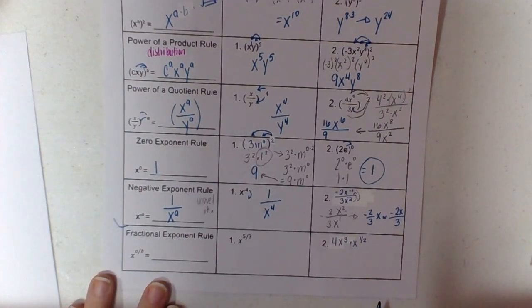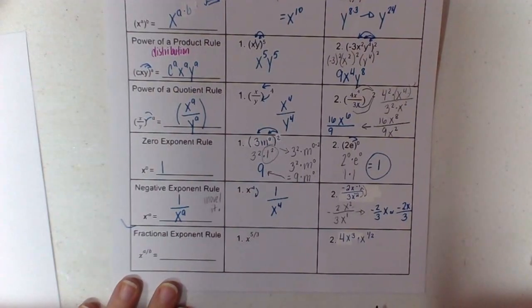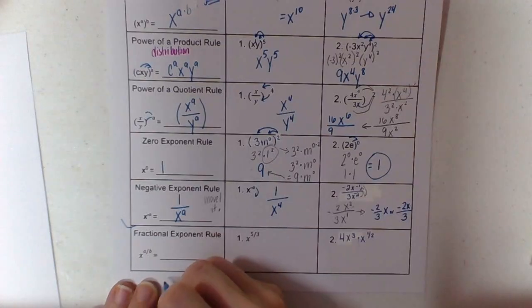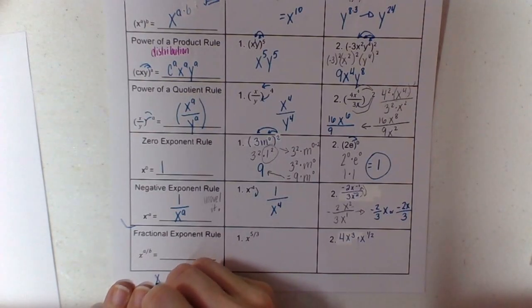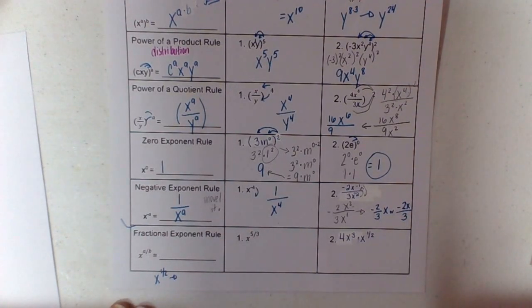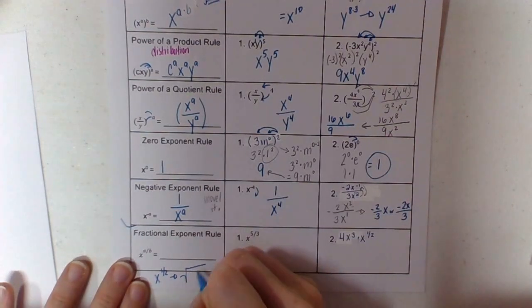The last one is the only one that's probably going to be a little bit more confusing. This is the fractional exponents. So the ones that you probably saw first were like x to the 1/2 or anything to the 1/2. This would be a square root.